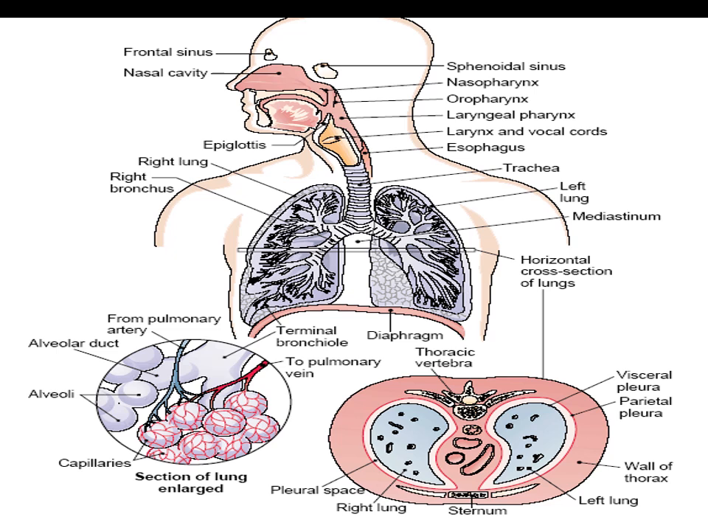So this is now the frontal sinus, nasal cavity, the epiglottis, the sphenoidal sinus, the nasopharynx, oropharynx, laryngeal pharynx, larynx and vocal cords, esophagus, trachea, then the right lung, the left lung, the right bronchus and the left bronchus, the mediastinum, the horizontal cross-section of lungs, the diaphragm, the terminal bronchiole.